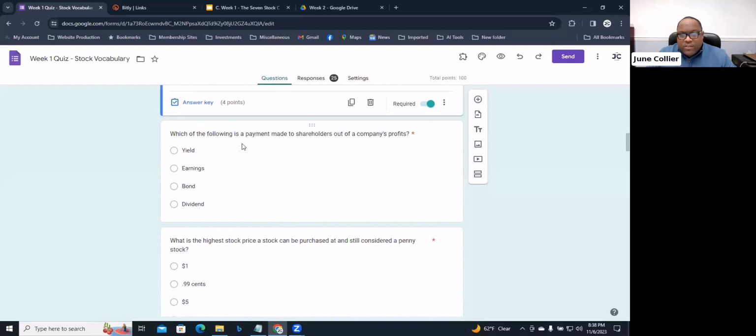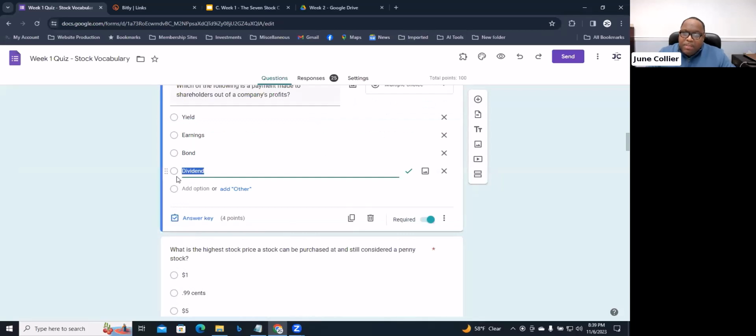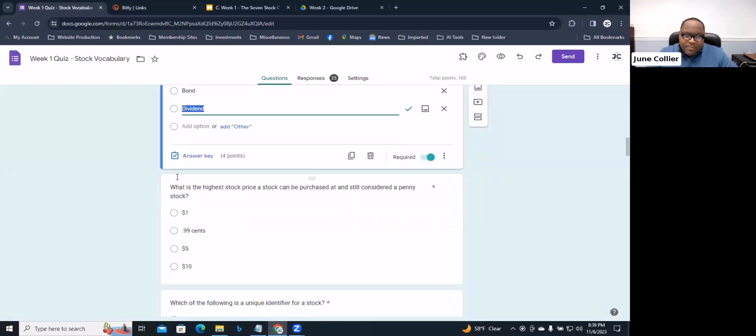Next one. Which of the following is a payment made to shareholders out of a company's profits? That is known as dividends. So when a company pays you out of their profits, they're actually paying a dividend.